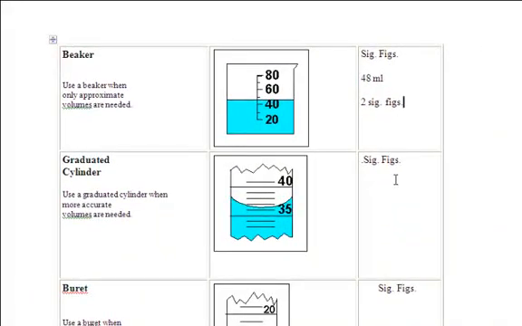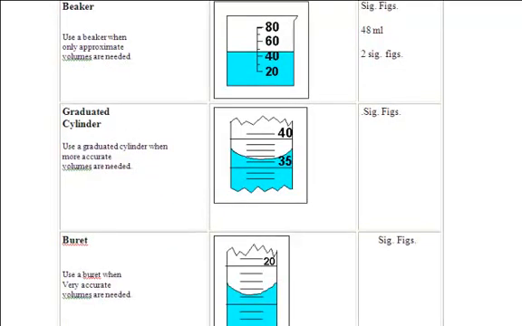Now, that would only be an approximate. That's a very poor way to measure 48 milliliters. It would be much better to measure it in a graduated cylinder that held 50 milliliters. You could get more significant figures that way. Now, let's measure this fluid in a graduated cylinder, probably a 50 milliliter graduated cylinder.